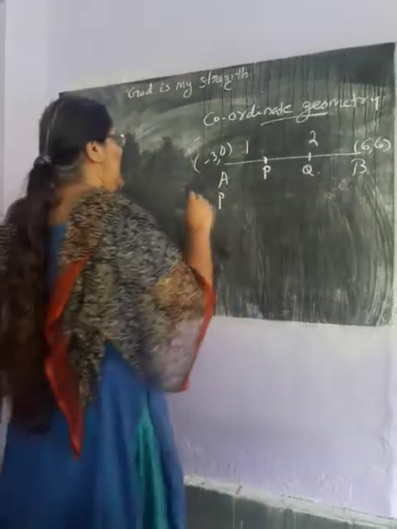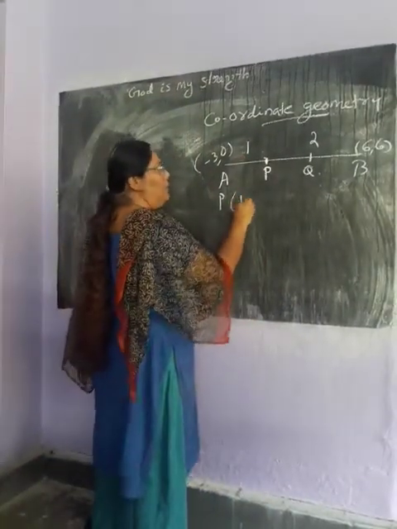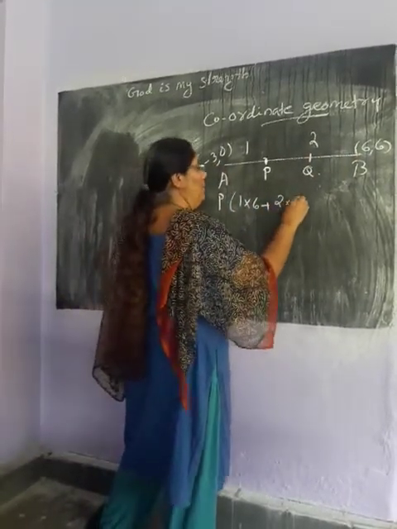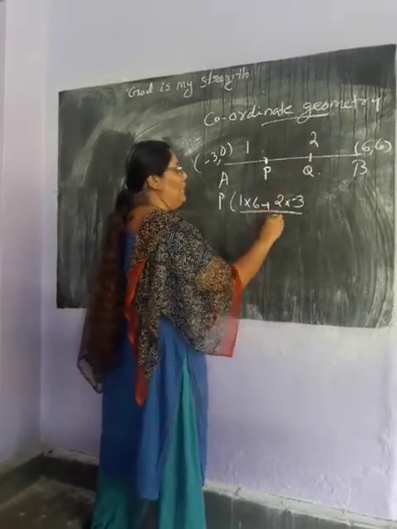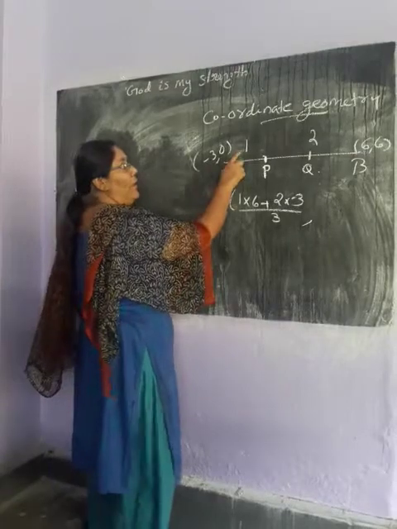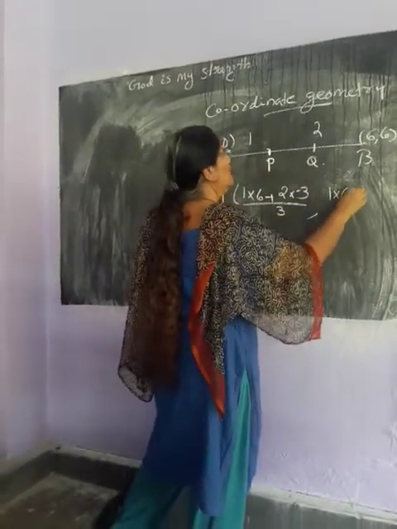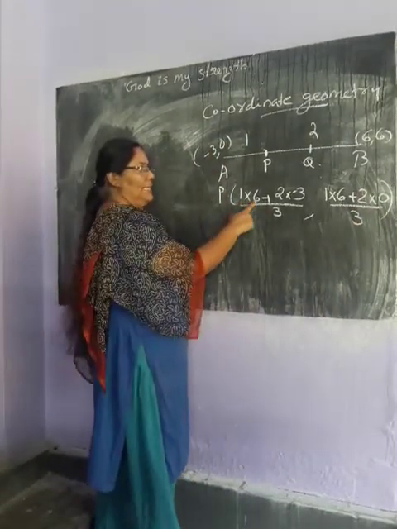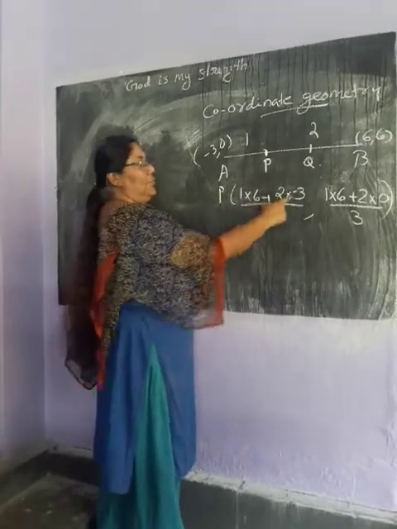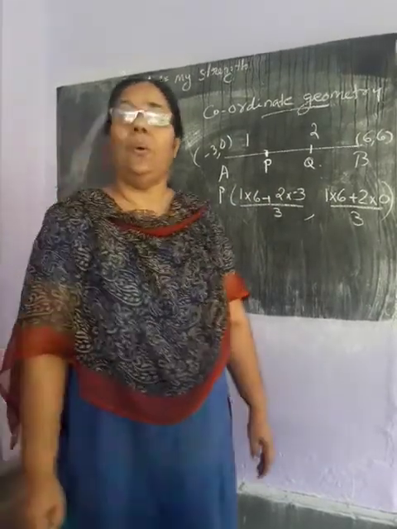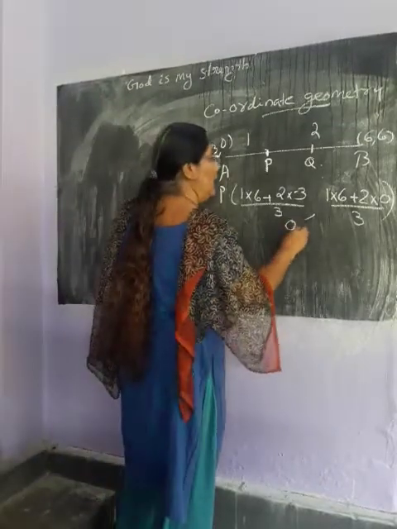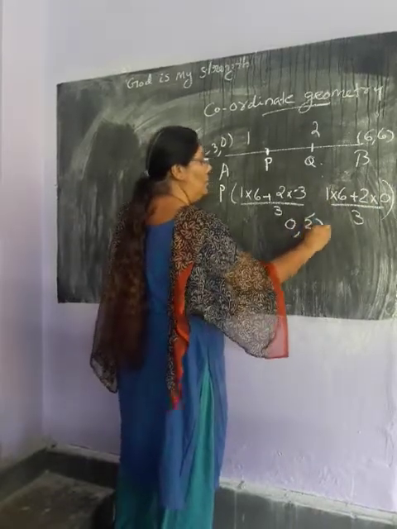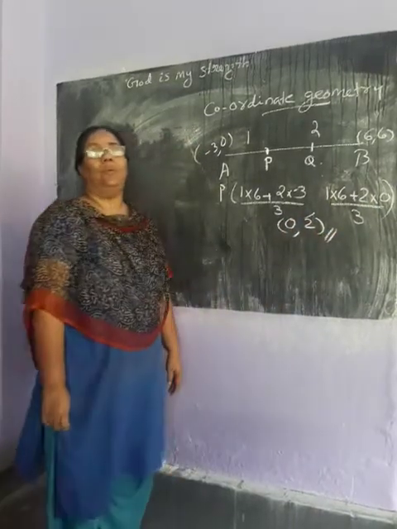Just substitute: m means 1, 1 into x2 means 6, plus 2 into -3, by m plus n, 1 plus 2, that is 3. Then my2, 1 into 6 plus 2 into 0 by 1 plus 2, 3. 1 sixes are 6, minus 6. What is 6 minus 6? 0. 0 is the first point and the second point is 6 by 3, which is 2. Therefore the answer is (0, 2).